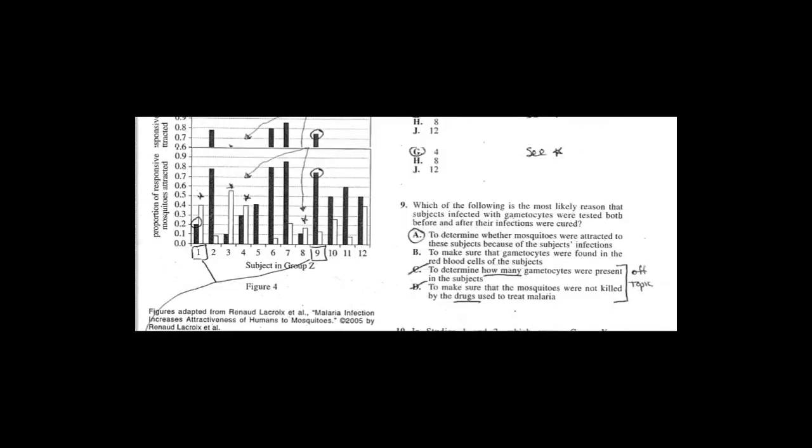Test 68A, Science Practice Problem number 11. 11 says, which of the following procedures was most likely employed to ensure that the mosquitoes were attracted to a specific subject rather than to a specific tent? First thing we want to do here is go back up into the setup of the experiment so you can kind of see what they did. Here is what they did back up at the very top.